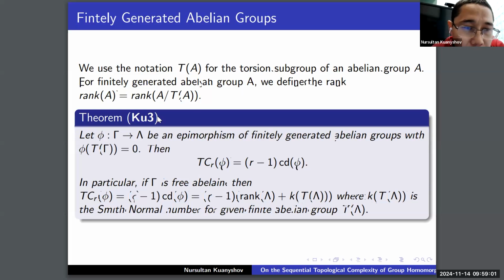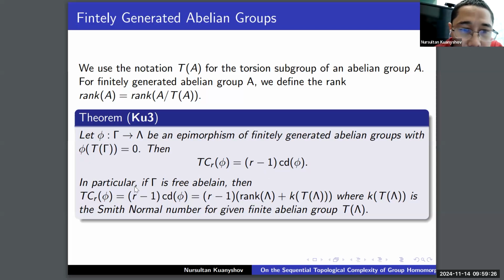The theorem: let phi be an epimorphism of finitely generated abelian groups with an extra assumption, where the torsion goes to 0. Then we have this formula. In other words, the sequential topological complexity of the group homomorphism attains its minimum.